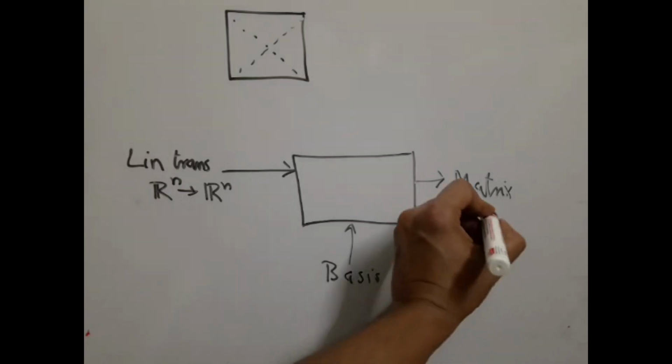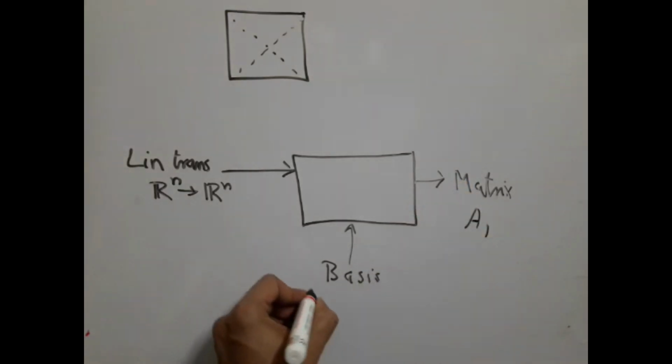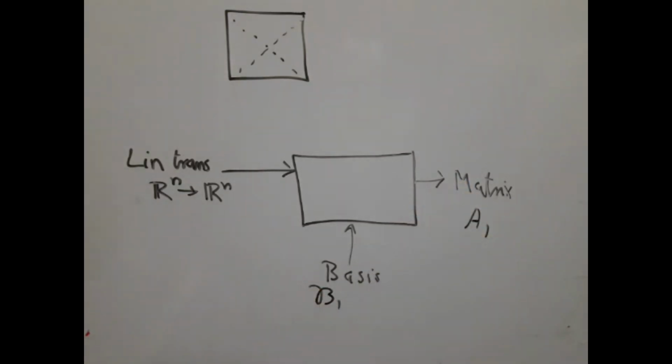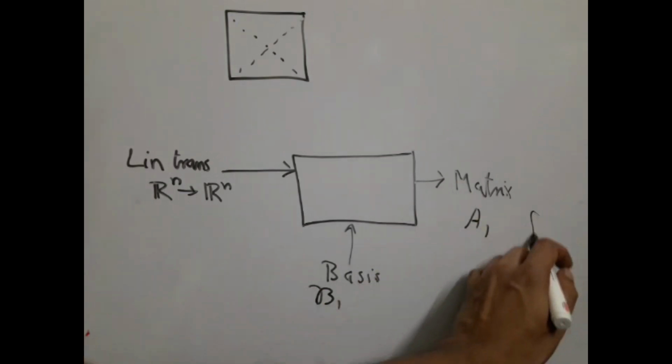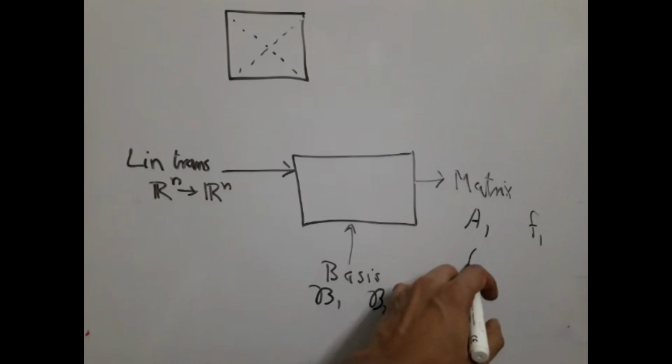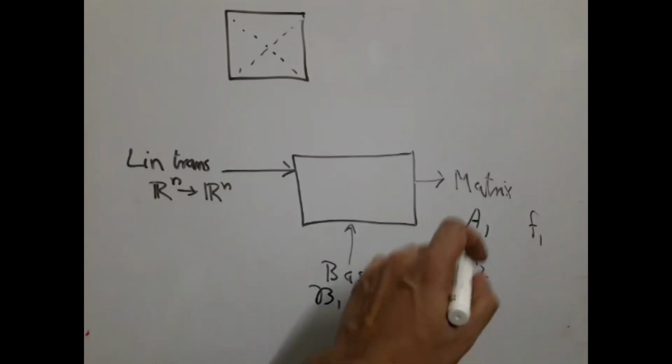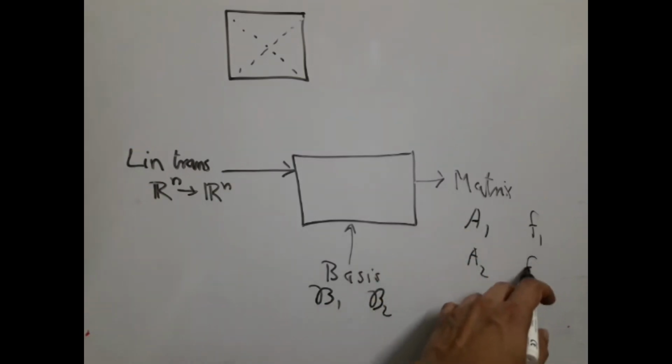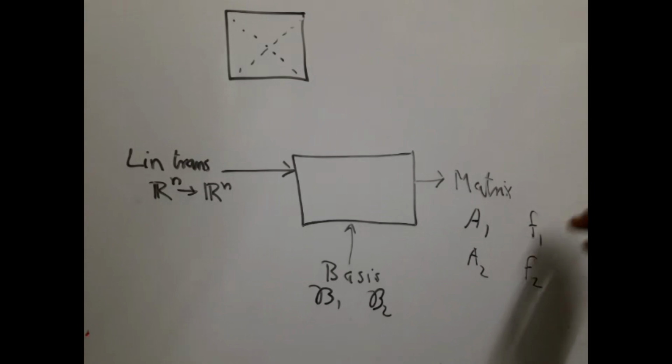Call this matrix A1, for a basis which I call B1. Well, you find out its minimum polynomial, call it F1. Now you keep the same linear transformation, choose a different basis B2. With respect to that, you get a different matrix, compute its minimal polynomial, call it F2. Then there is a guarantee which says that F1 must be equal to F2.